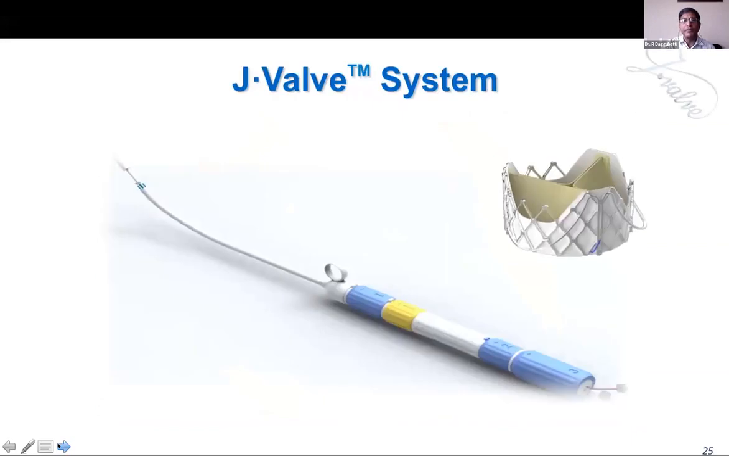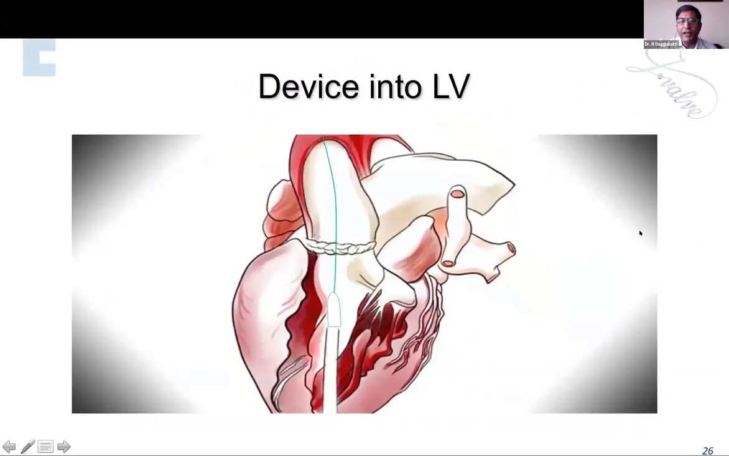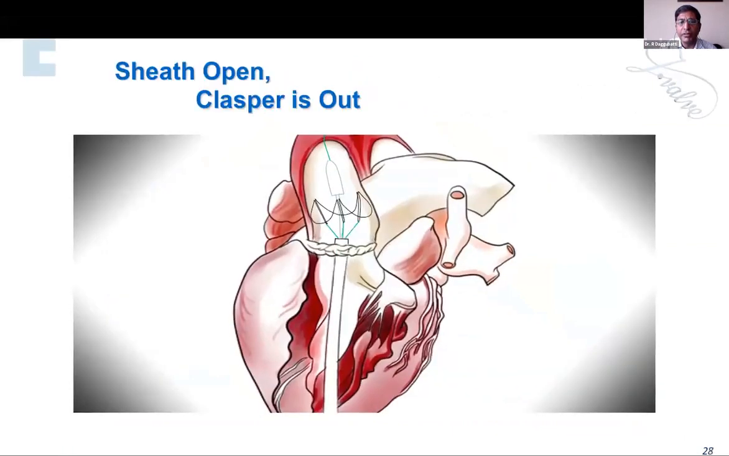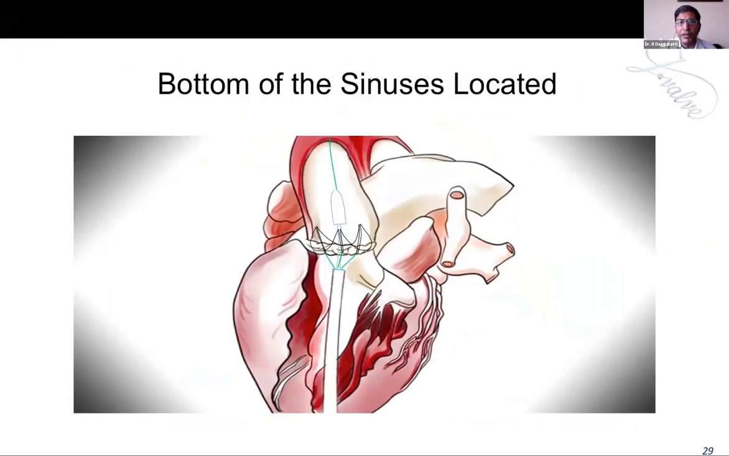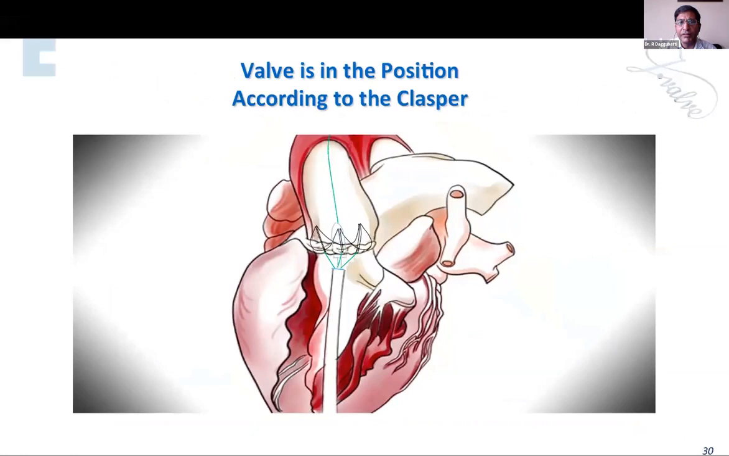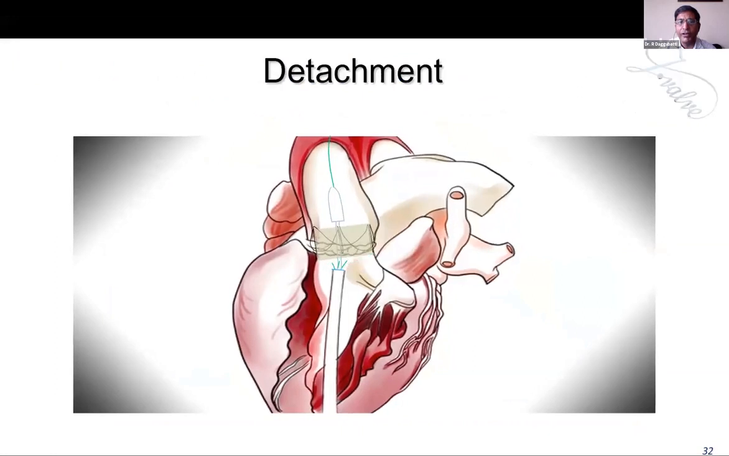So this is a transapical system, and as you can see here, these are the nice soft cusps, crowns that go into the sinuses. Even though this is a pictogram, this is how it is seen, those things come down, and it is loaded onto the sinuses and stabilizes. And then you can actually position the valve according to the clasper and release the valve, which is going to stay in position again because of that crown that is stuck in the sinuses.